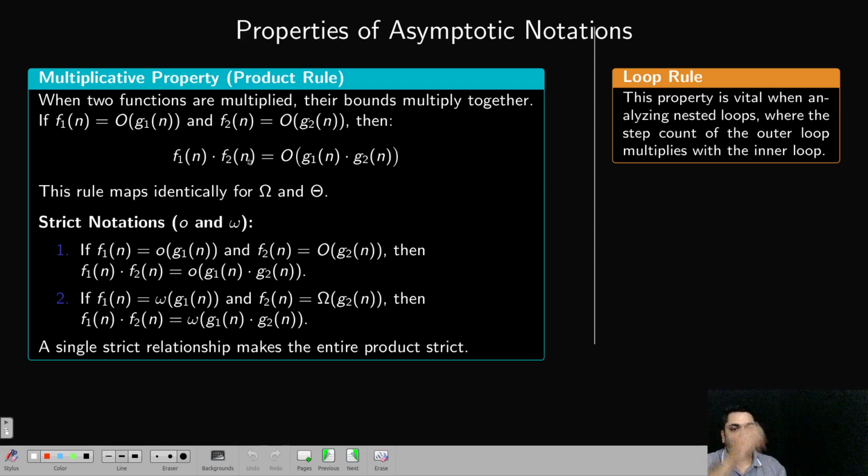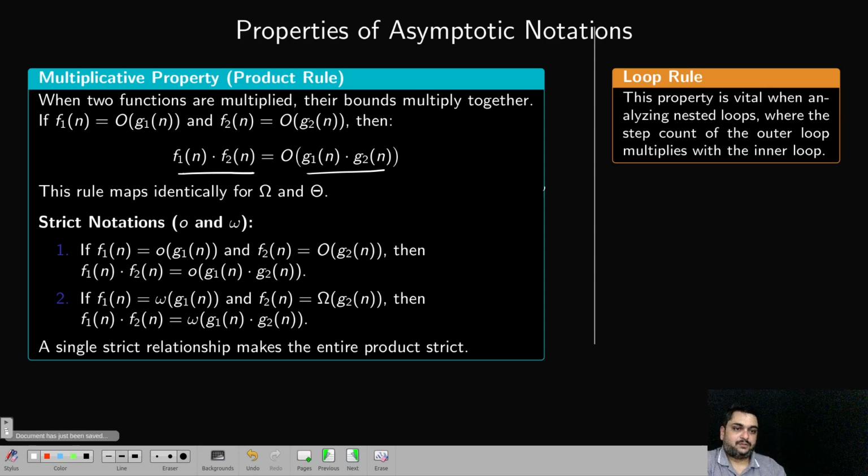Then you come to the multiplicative property. Multiplication means if I multiply these two functions, what will happen? It will always be the product of them: f1 into f2 equals order of g1 into g2. This is important when we have nested loops. When I come to how to find the time complexity of iterative algorithms or non-recursive algorithms, I will explain. That will be multiplication.